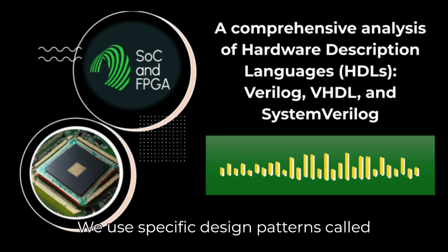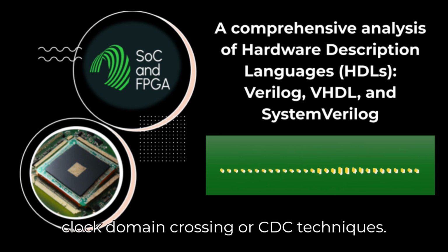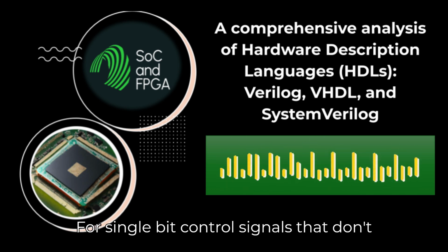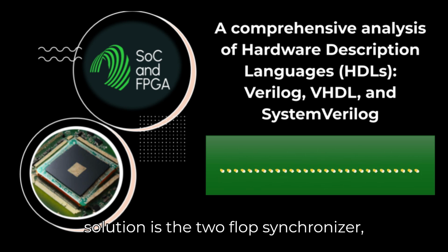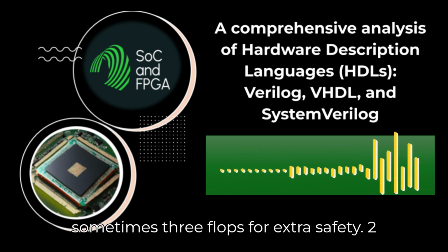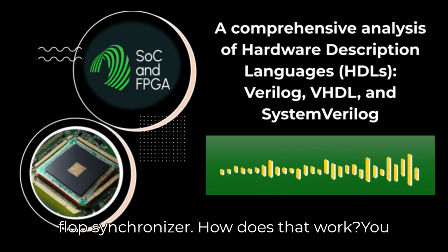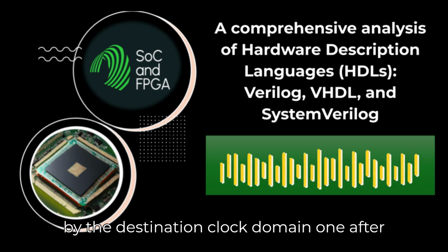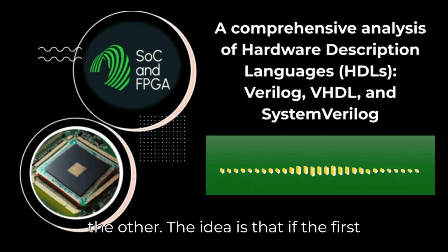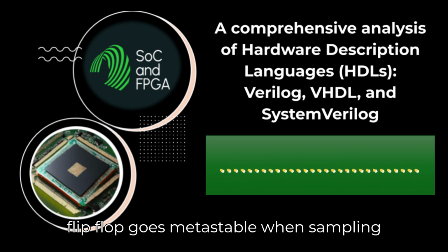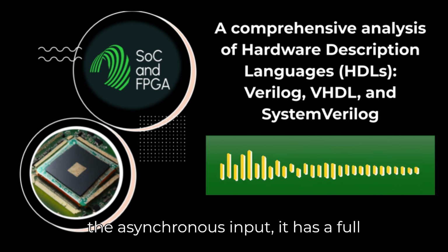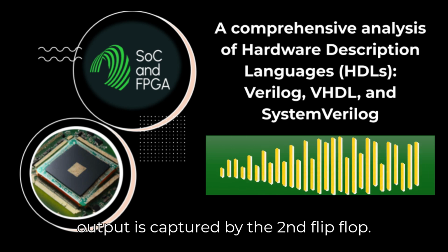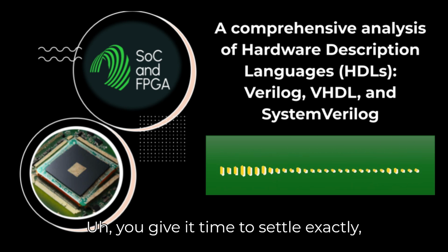We use specific design patterns called clock domain crossing, or CDC, techniques. The choice depends on the type of signal. For single-bit control signals that don't change too frequently, the standard solution is the 2-flop synchronizer, sometimes 3 flops for extra safety. 2-flop synchronizer. How does that work? You basically pass the incoming signal through 2 or 3 flip-flops clocked by the destination clock domain, one after the other. The idea is that if the first flip-flop goes metastable when sampling the asynchronous input, it has a full clock cycle of the destination clock to resolve to a stable 0 or 1 before its output is captured by the second flip-flop. Ah, you give it time to settle.